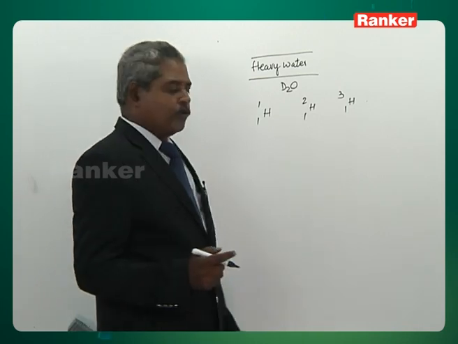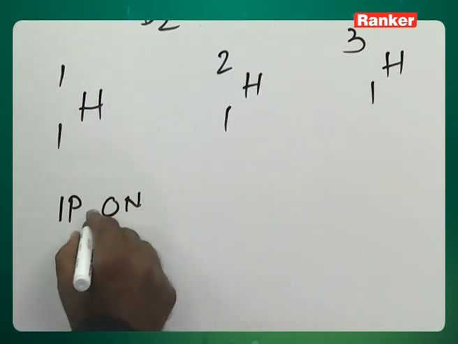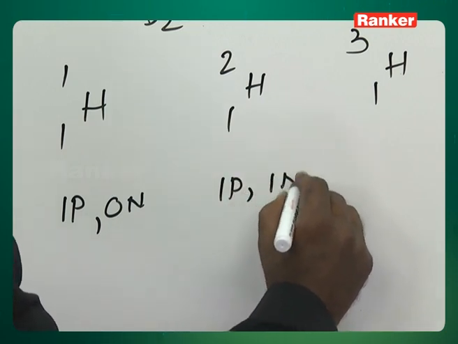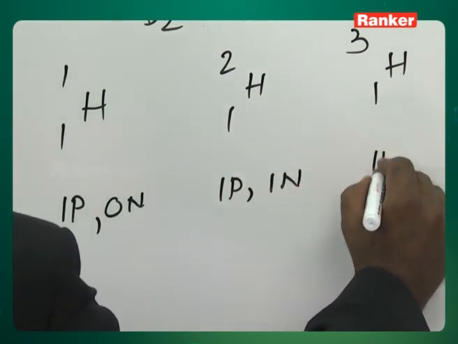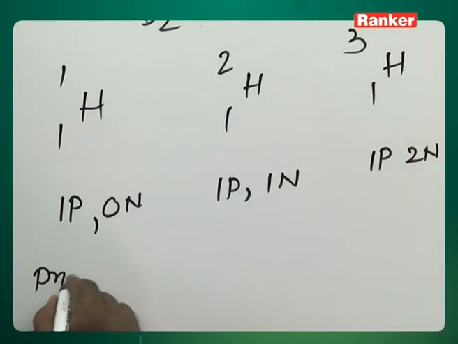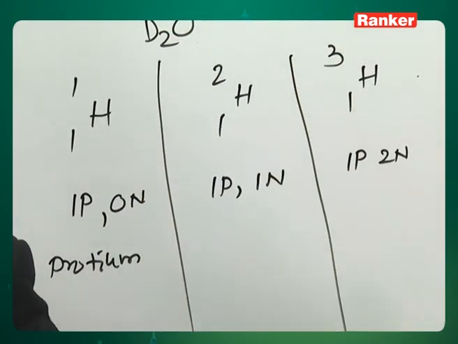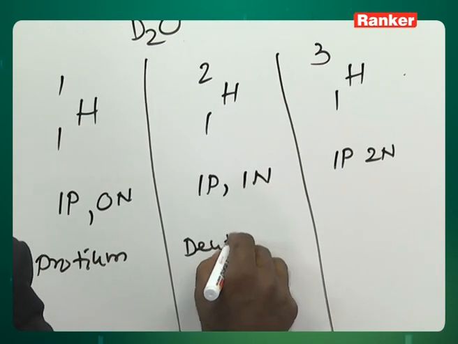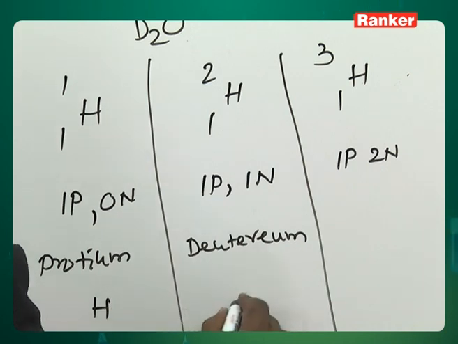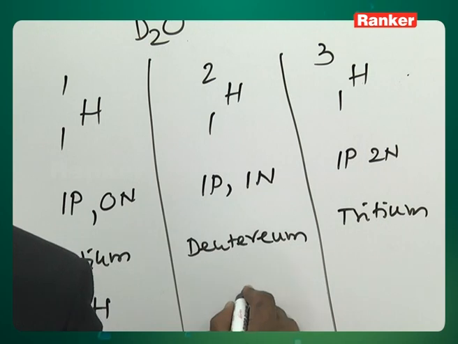Neutrons can be anything. Here you have 1 proton and 0 neutrons, there is no neutron at all. Here you have 1 proton and 1 neutron. Here you have 1 proton and 2 neutrons. H11 is called protium. H12 is called deuterium. This is called tritium, HDT.